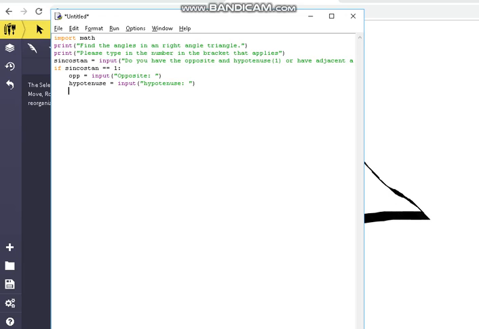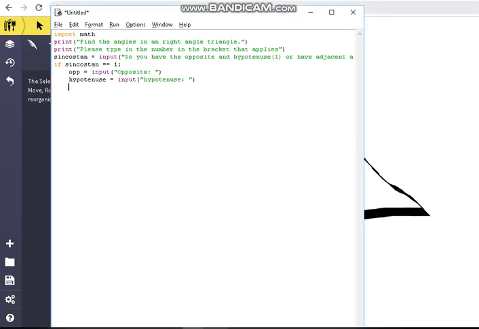So now we have to actually calculate opposite over hypotenuse and then do arc sine of that. Yep, so we have to do the acos, and to do that we have to use the math library as well. We call our angle x, and we say x equals math dot acos, which represents arc cos of opposite divided by hypotenuse. Okay, so let's just save that.